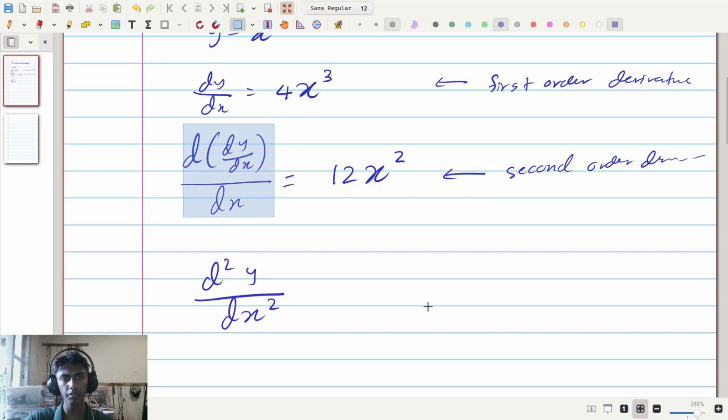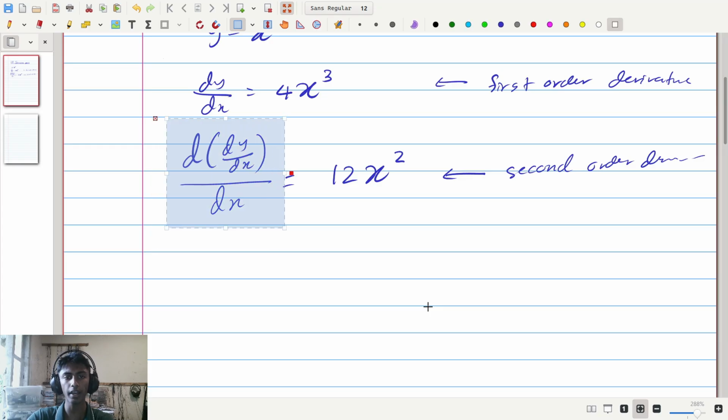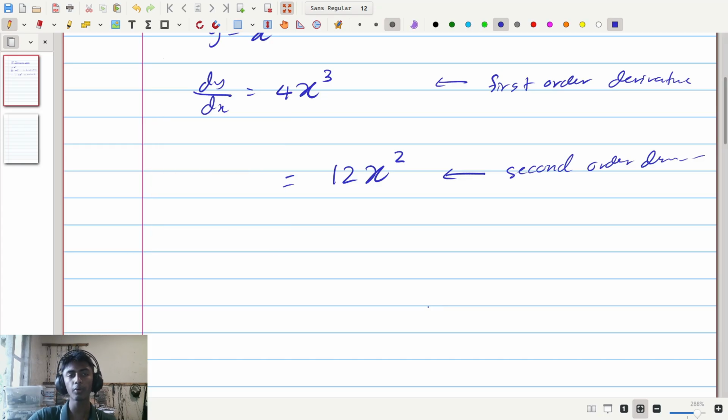This is not a fraction. This is simply how we denote the higher order derivatives. Because we have to write d of dy by dx by dx, we write this instead as d squared y by dx squared. This is how we write the second order derivative.